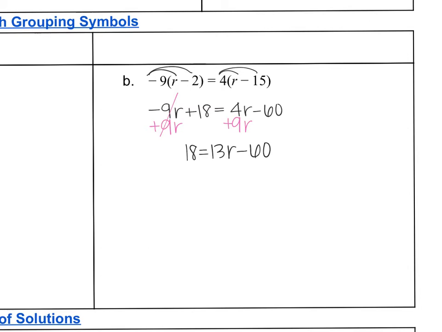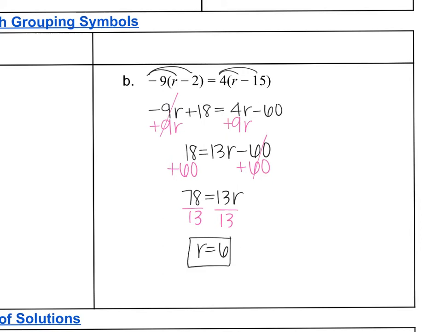In order to get that r by itself, I will add the 60 to both sides. Add it here. Add it here. I'll get 78 equals 13r. I need to get that r by itself then by dividing by 13 on both sides to get r equals 6. So if you have parentheses, start by distributing. Always start by distributing and then go from there.